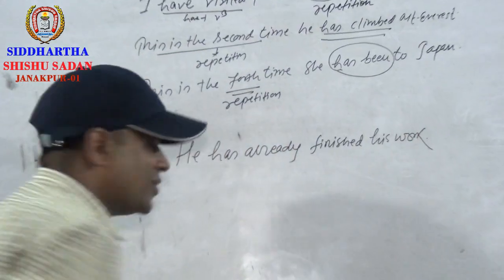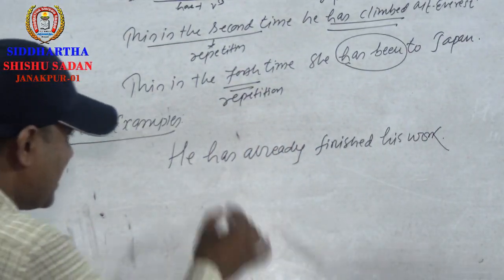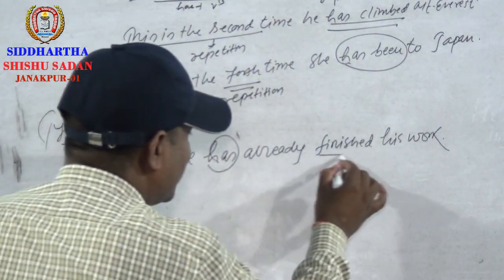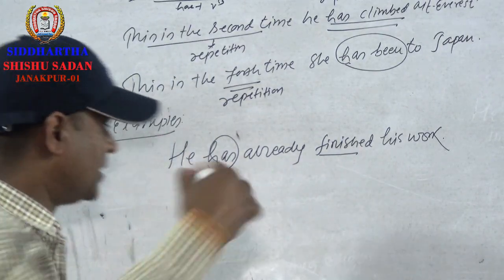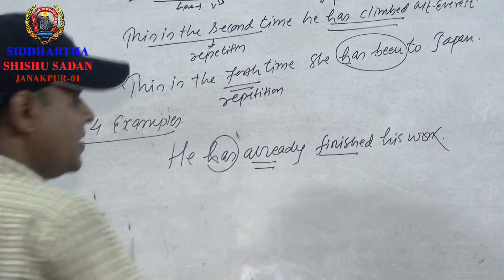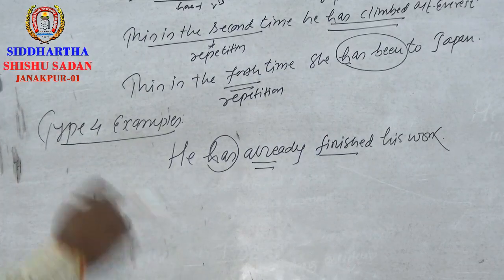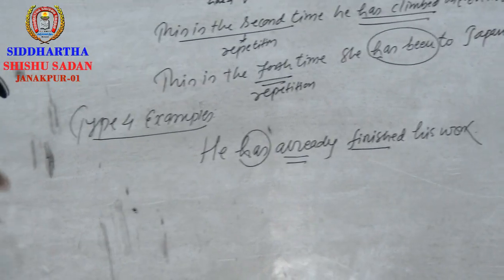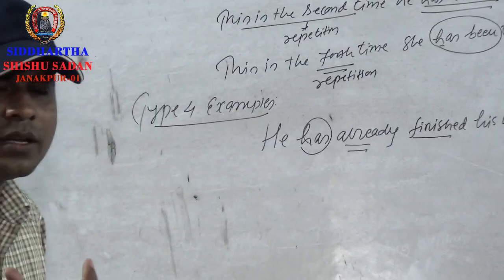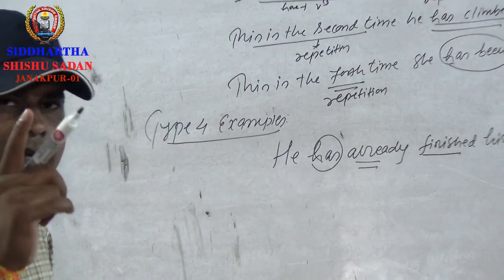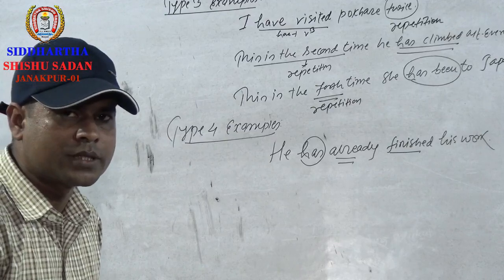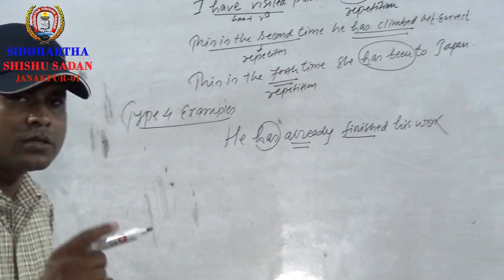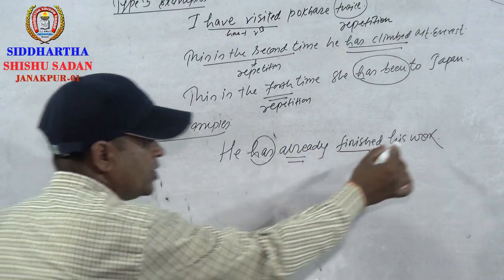See here this tense. What's the tense here? Has plus V3. And why? The reason is this: already. This is the time adverbial. Dear students, should the time adverbial like already use present perfect tense? Must use present perfect tense. This is an affirmative sentence.